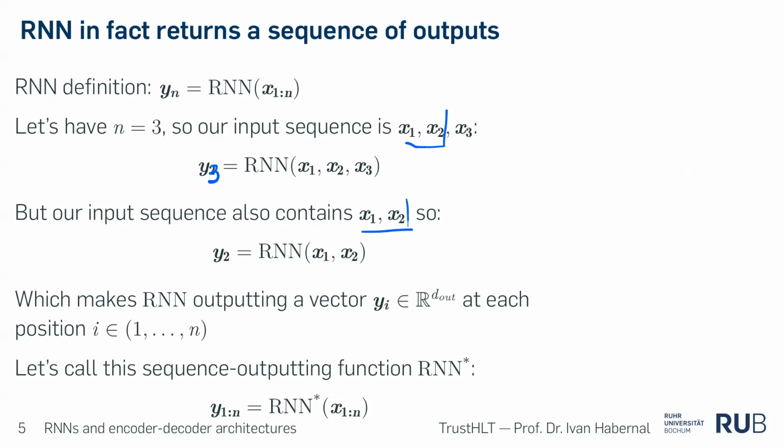Make sense? If you take a sequence of things and output a vector, you can take a subsequence of things and output a vector, and another subsequence of things and output a vector. Why not? This is the definition of RNN we have, which means that the RNN is outputting a vector at each position. So at each position y from all the inputs, it's outputting vector y. And we can call this sequence outputting function, very fancy name, RNN star.